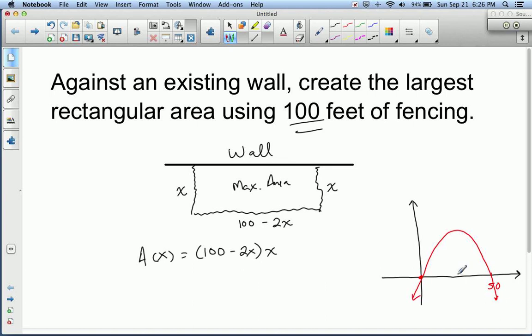Meaning my maximum area, right, this is x and this is A of x. My maximum area occurs up here at the vertex, which we already know. Now the nice thing is we know how to find vertexes of quadratics, which is what makes this example so easy. We know that the vertex, the x-coordinate, is right smack in the middle of the x-intercepts, so that has to be at 25. And in order to find the y value, I simply plug it in. I want to find A of 25, so that's 100 minus 50 times 25, or 50. Whoops, 50.